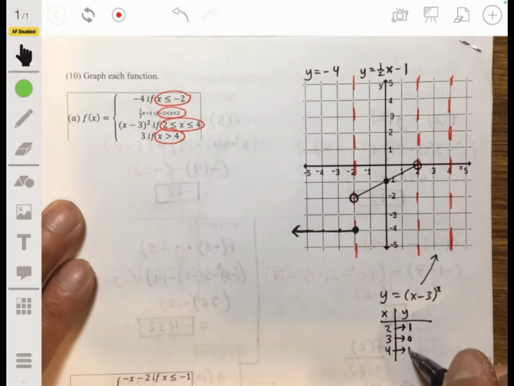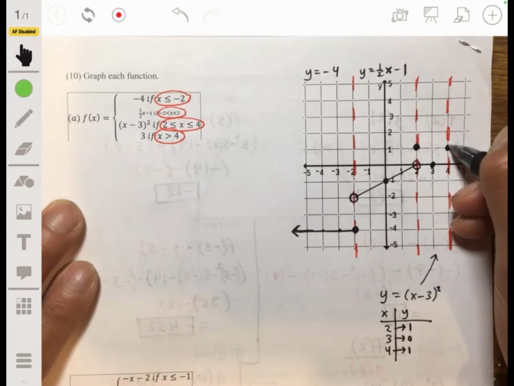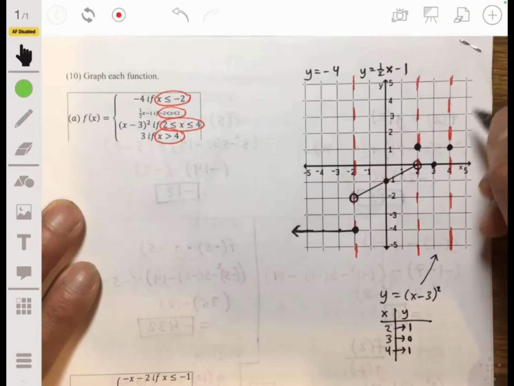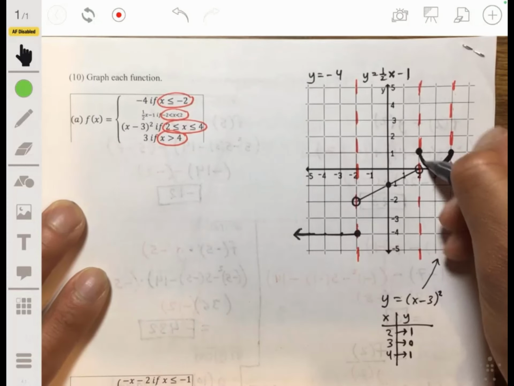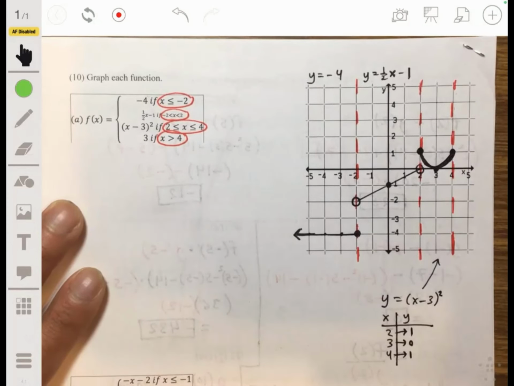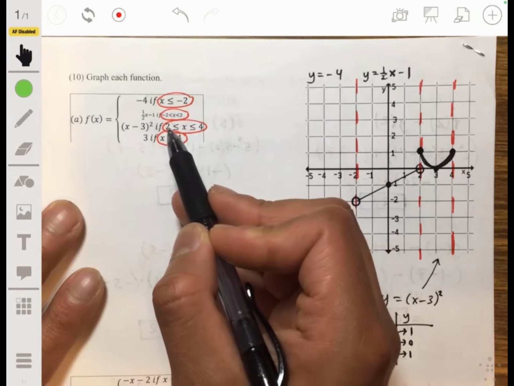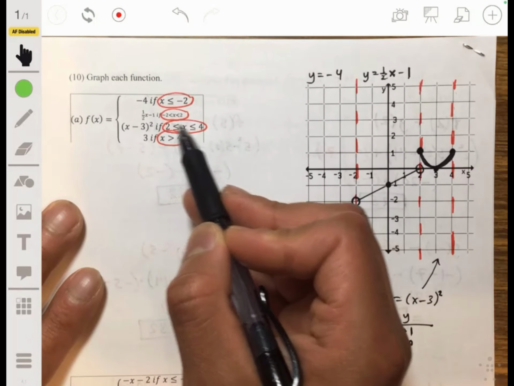And so you're going to have 1 point at (2, 1), right here. Another point at (3, 0), over there. And then your other point at (4, 1). Here's your parabola. And again, we have closed circles at the ends because we're going to include 2 and we're going to include 4.